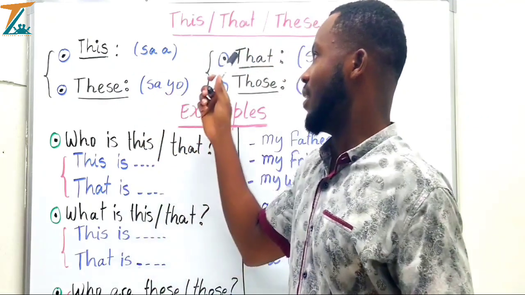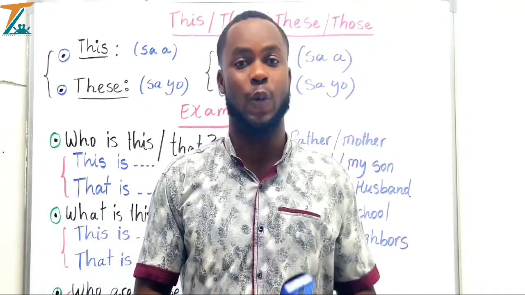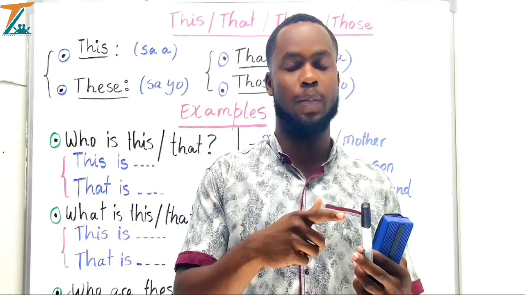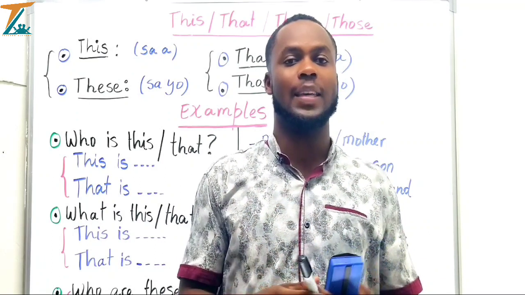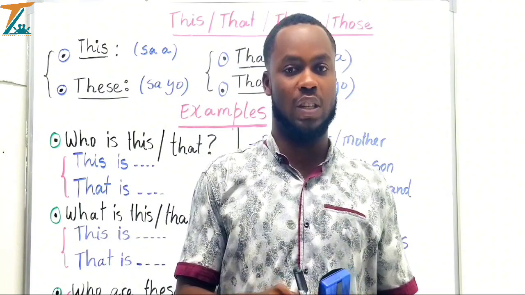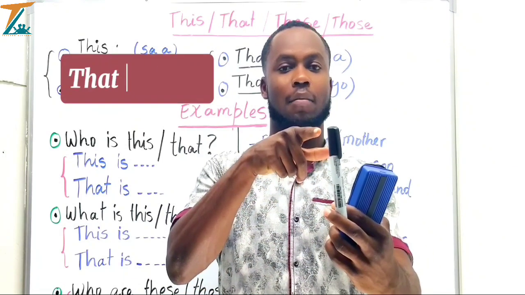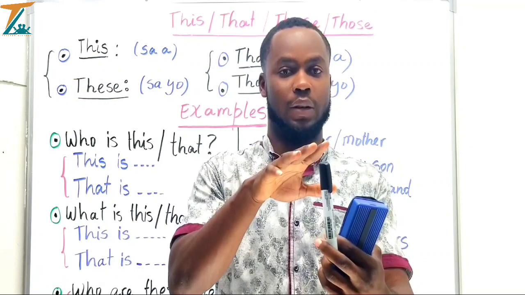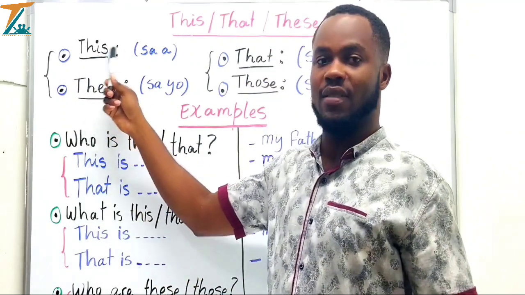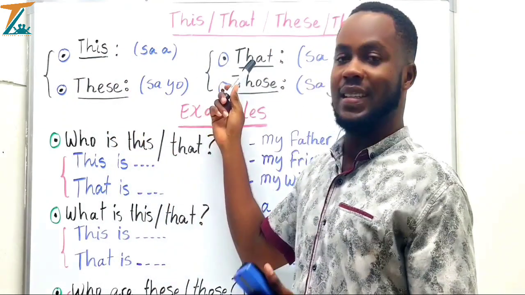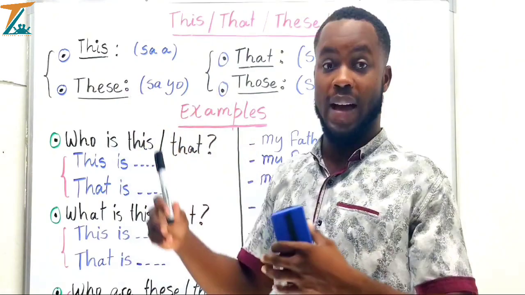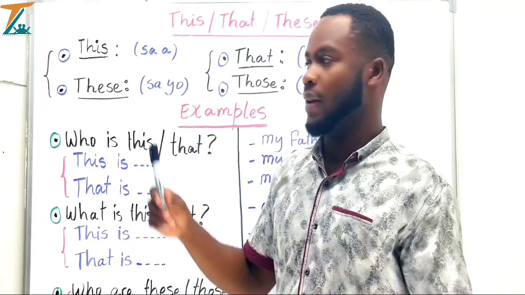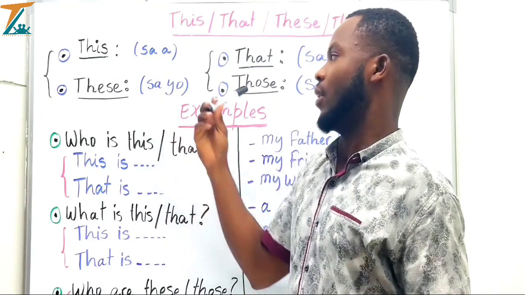And we use that for something that we can't touch, something that is very far from us, okay? For example, I say that marker. I can't touch it. Don't forget, this and that both mean the same thing. We use this for things that are near and that for things that are far.